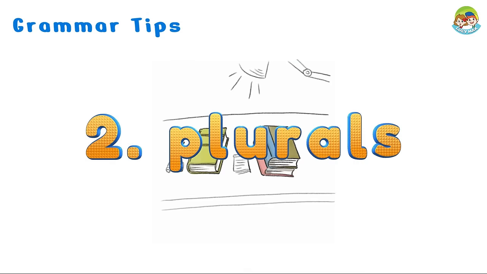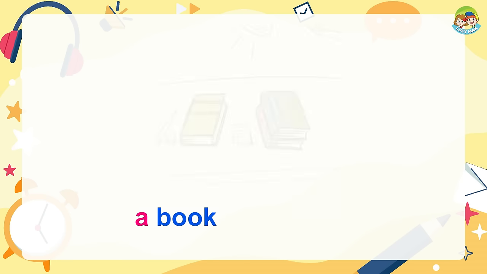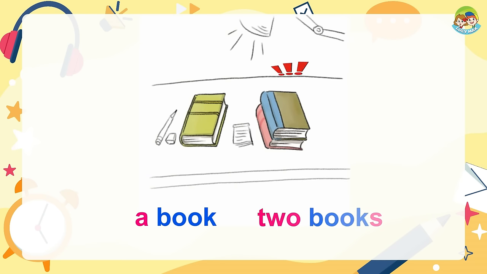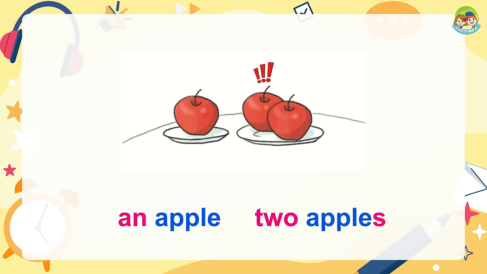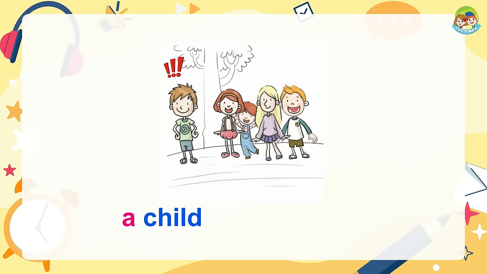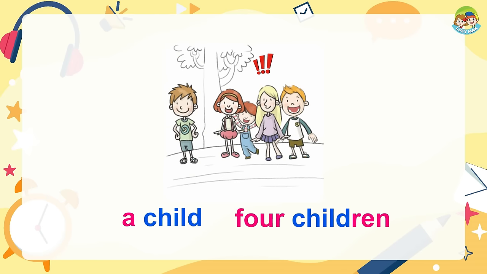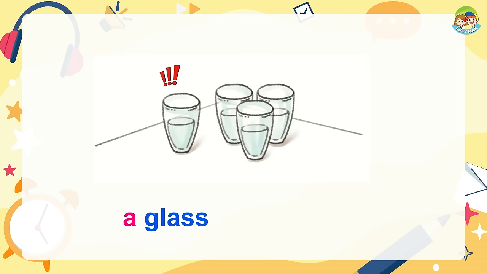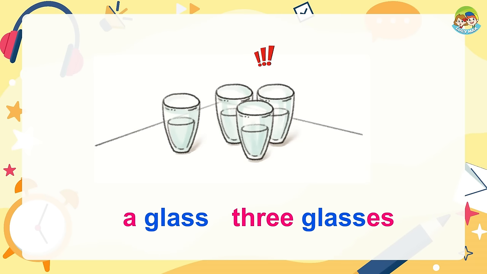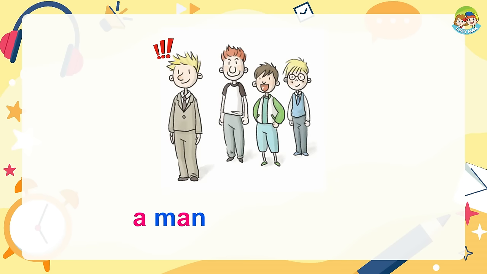Unit 2, plurals. A book. Two books. An apple. Two apples. A child. Four children. A potato. Six potatoes. A glass. Three glasses. A man. Three men.